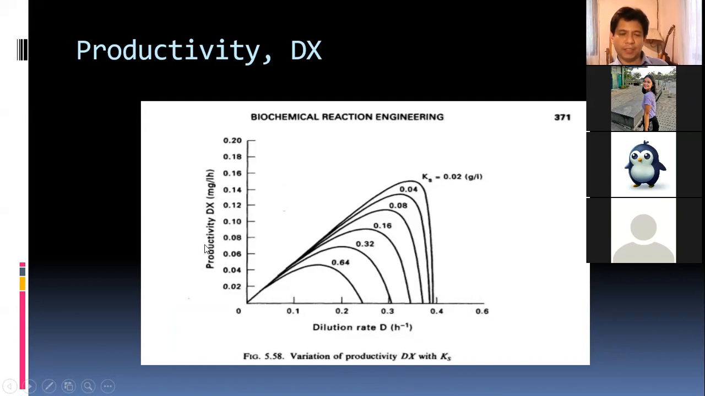So syempre we optimize based on productivity. So ang dilution rate niyan between 0.1 and 0.2. So nandito mga 0.16. Ganun. So pag 0.32, iba rin yung optimum dilution rate. So as you can see, medyo from 0.2 to 0.3, malapit sa 0.2. So mga 0.2 nga siguro. 'Di ba? Ganun. So the optimum dilution rate is dependent on K sub S, no? And actually mu sub M.